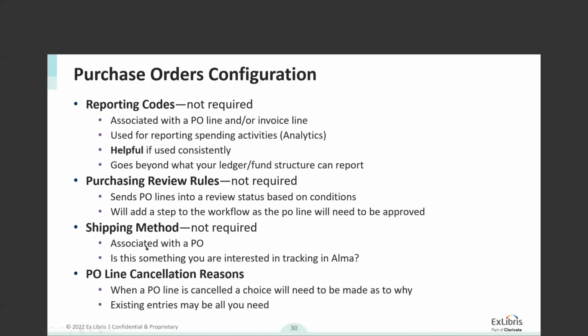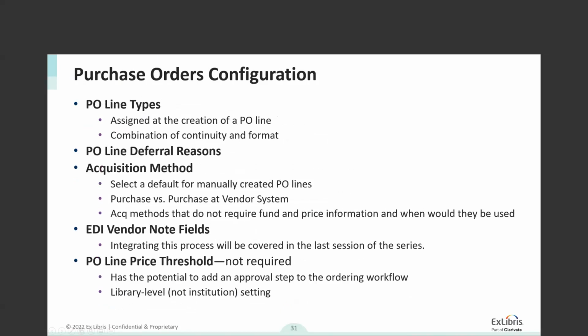It's associated with a PO. And if this is something you're interested in tracking in Alma, you could definitely configure it. PO line cancellation reasons. The existing entries may be all you need. You can go in and take a look at those and see if there's anything else that you would like to see.